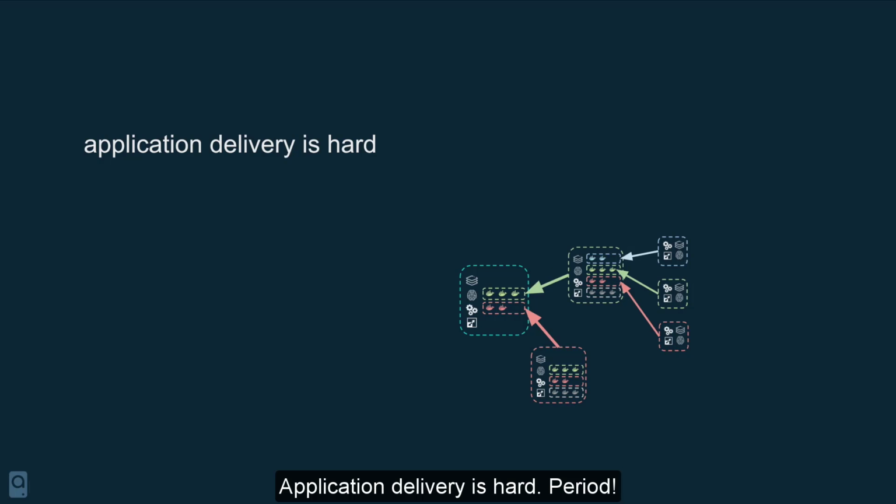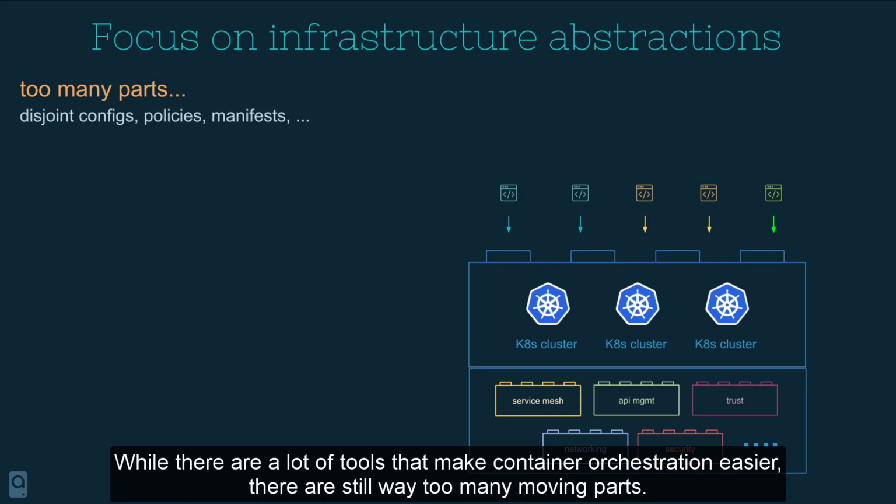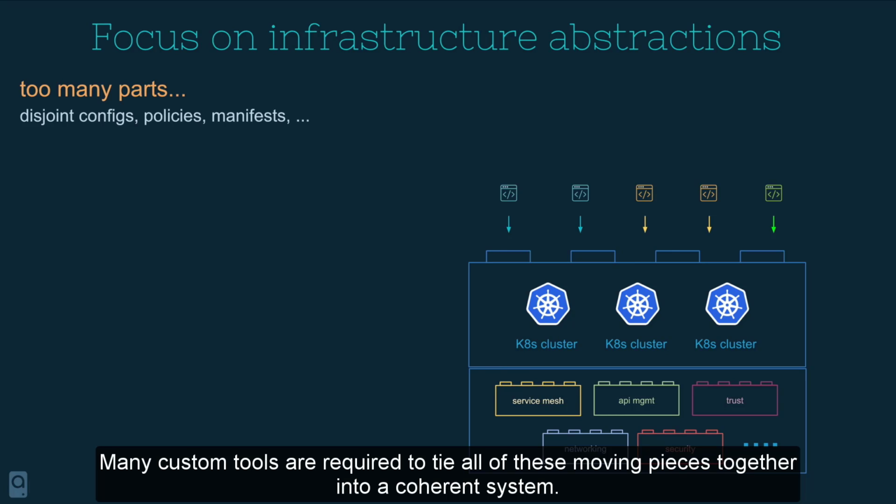Application delivery is hard, period. While there are a lot of tools that make container orchestration easier, there are still way too many moving parts. The resulting complexity trickles down to the developers, who have to manage disjoint configurations, policies, manifests, and so on. Many custom tools are required to tie all of these moving pieces together into a coherent system.